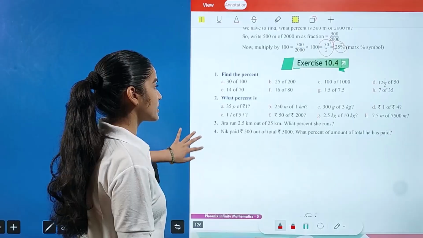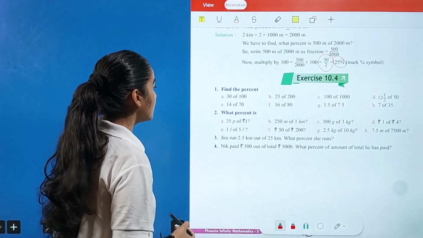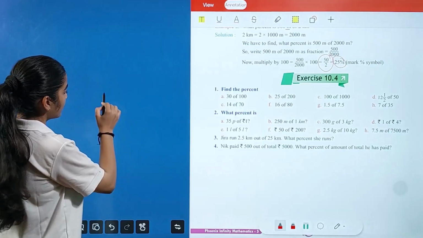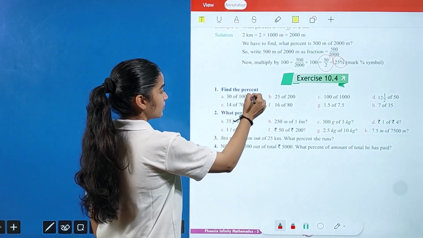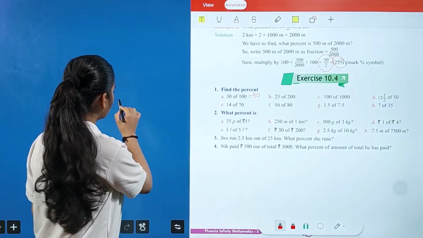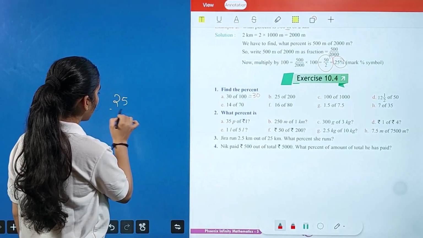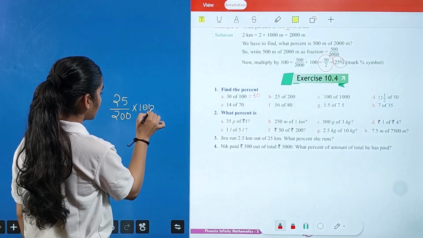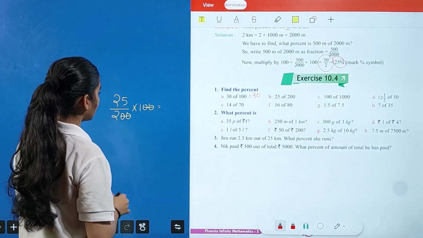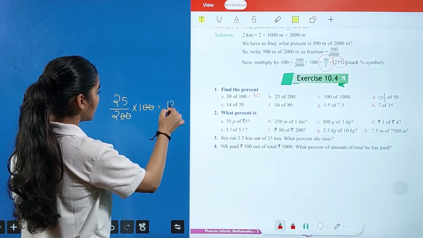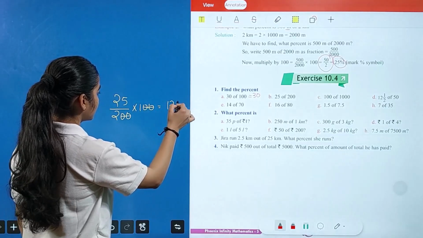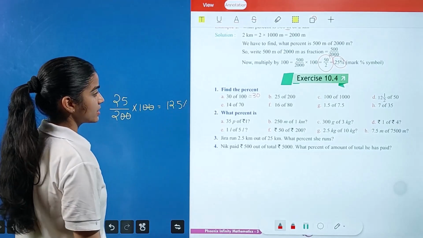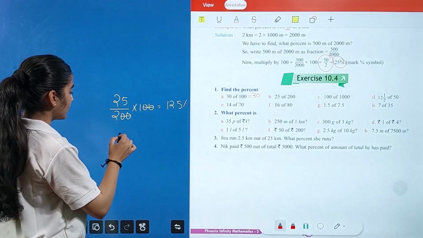Now we have our exercise 10.4. Find the percent. So 30 of 100. Find the percentage. Here we have 30. Next, 25 of 200. Multiply it with 100. That is 12.5%. Now 100 of 1000.